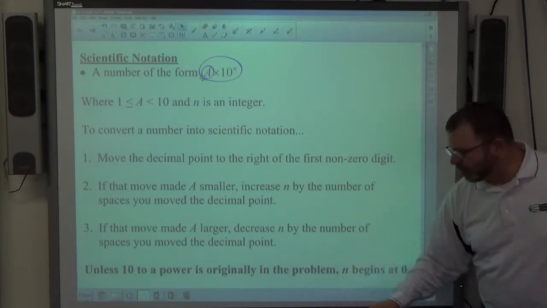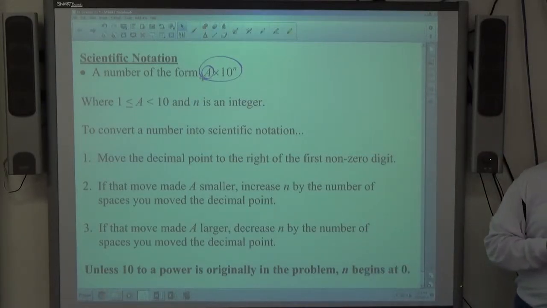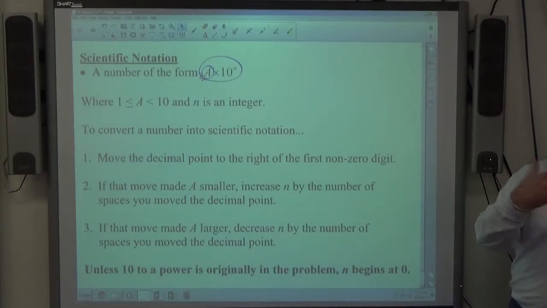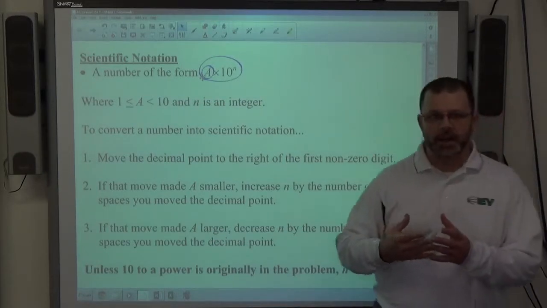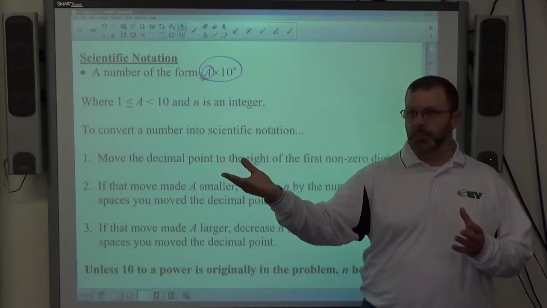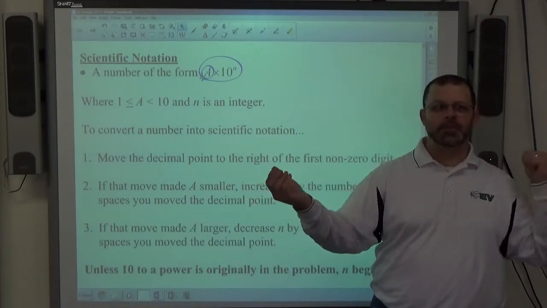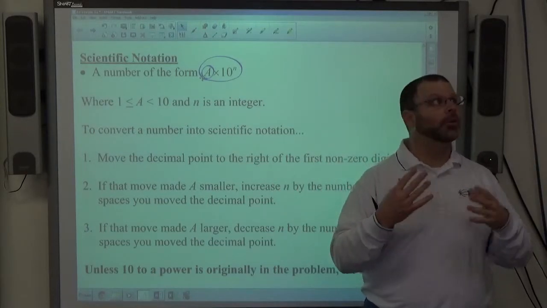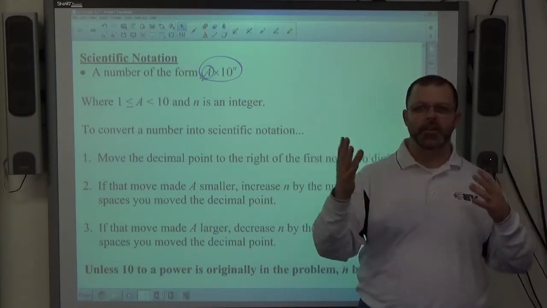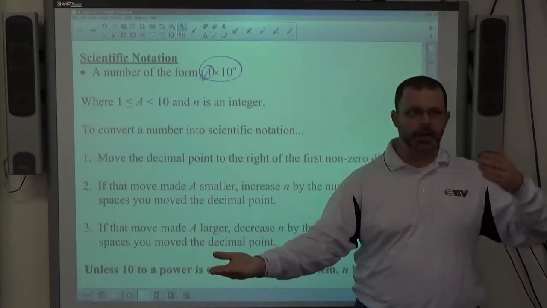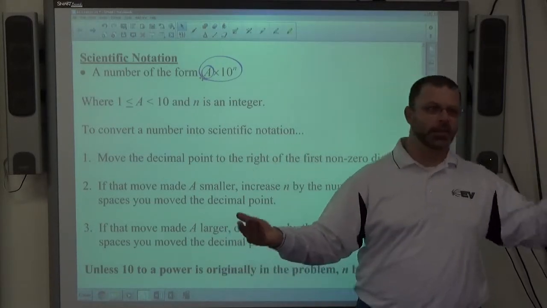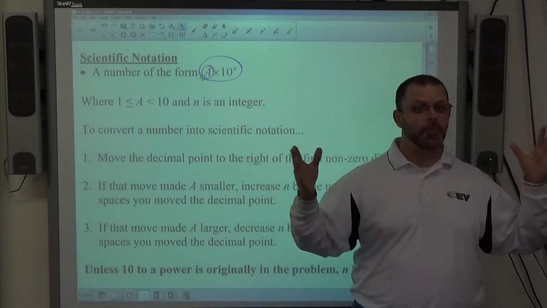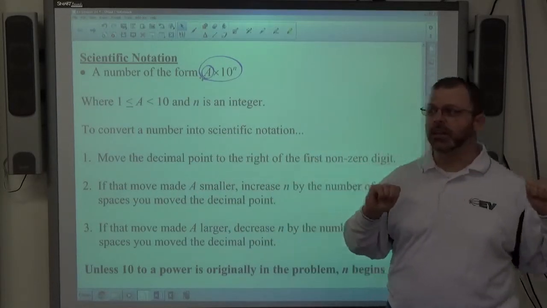Now, other teachers teach scientific notation this way. If you move the decimal point to the left, you do something. You move to the right, you do something else, right? I like to do it on a complementary basis. And what I mean is that whatever happens to the abscissa, bigger or smaller, the opposite happens to the power of 10. And that way you don't have to remember left and right and all this other stuff. It's real simple. This gets bigger, this gets smaller. This gets smaller, this gets bigger. They complement each other. Whatever you do to one, you do the opposite thing to the other.